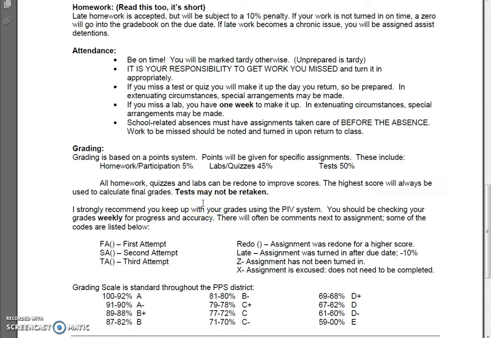All homework, quizzes, labs, all of that stuff, that's practice. You can redo that until you are happy with your score on that. This is all when we are learning the material. However, on the tests, you need to have learned the material by that point, so tests may not be retaken. Please keep that in mind when you're studying.